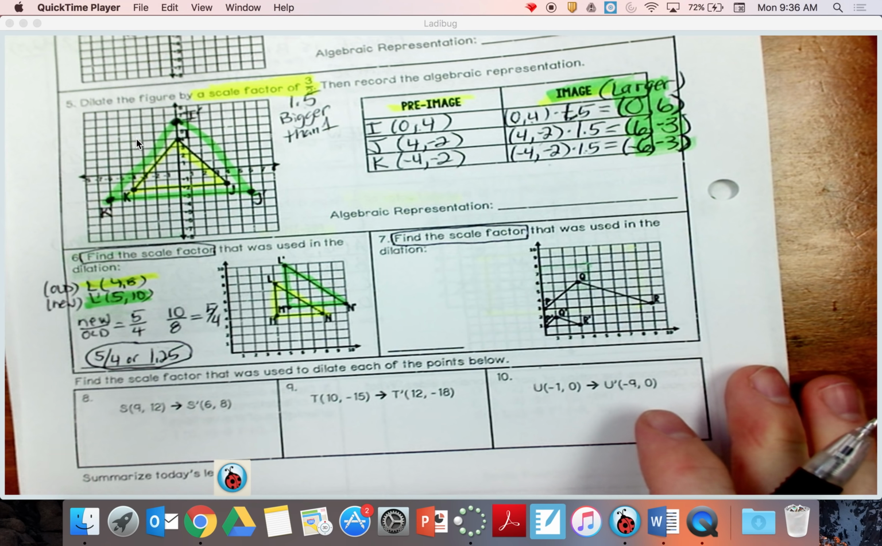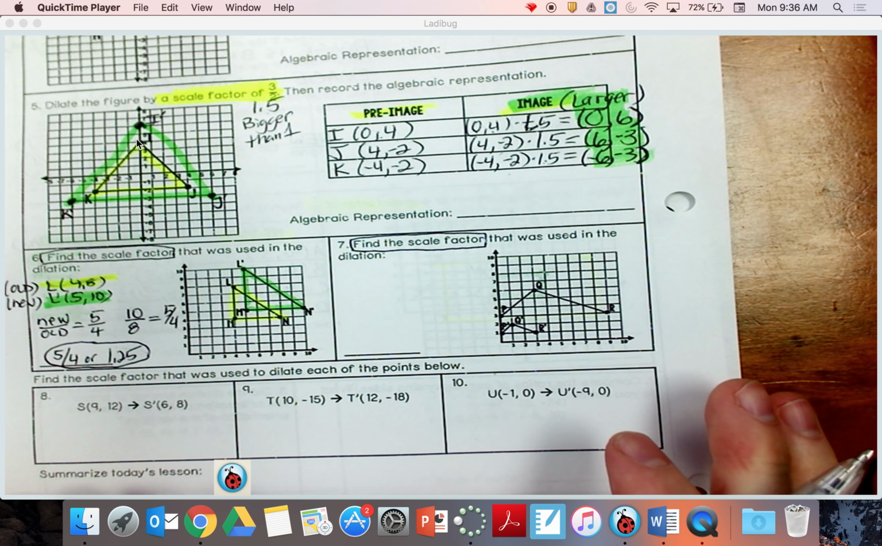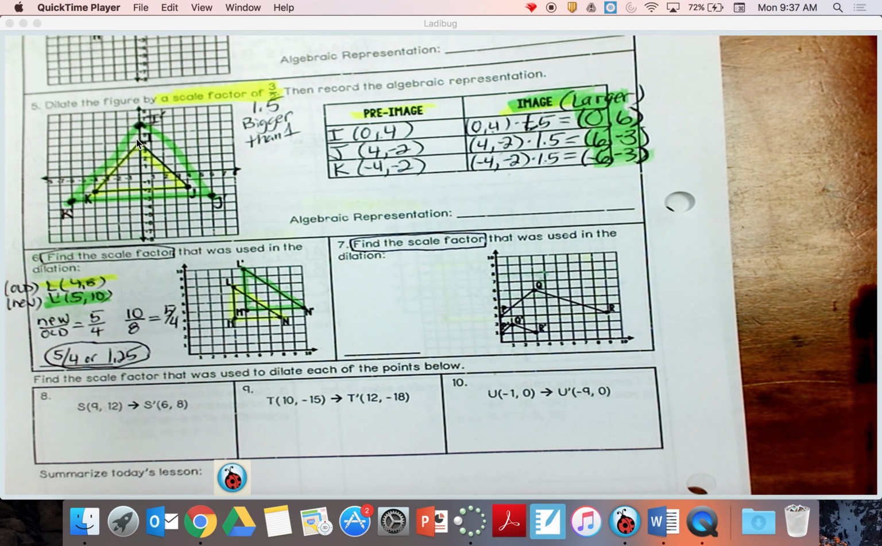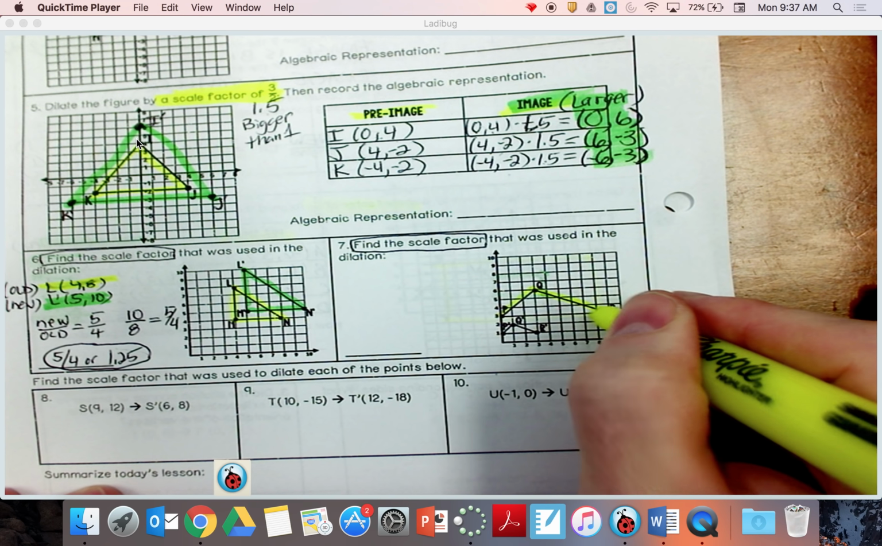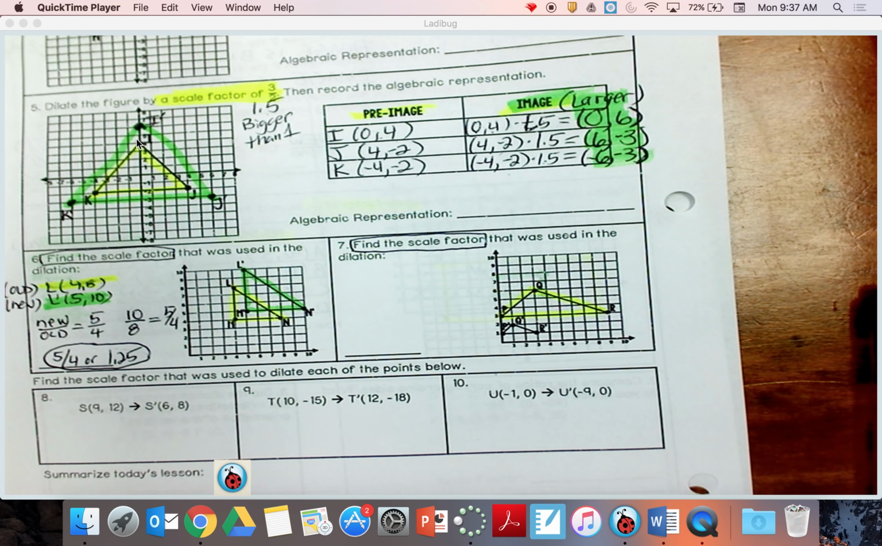You're going to have the same type of deal here. So if we have number 7, remember I need to find where they are. So here we have the yellow is going to be my image, my pre-image, or my old, or my original.